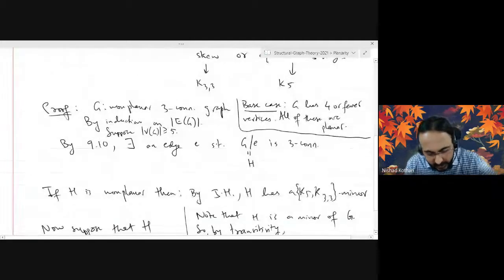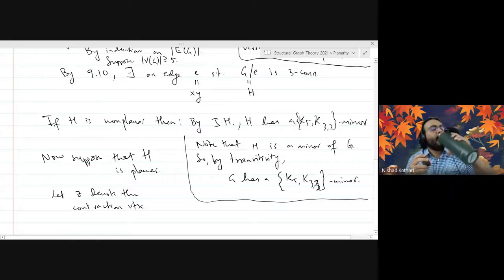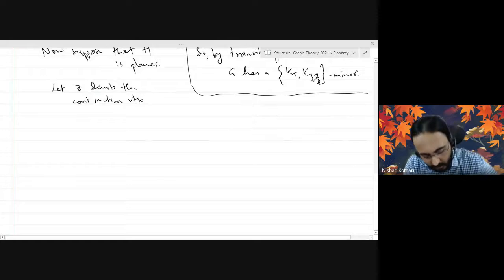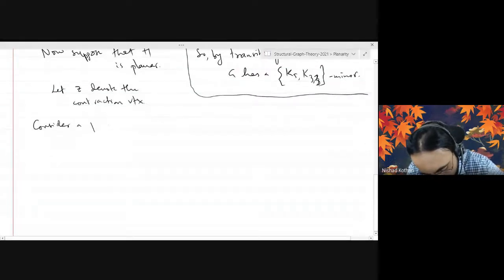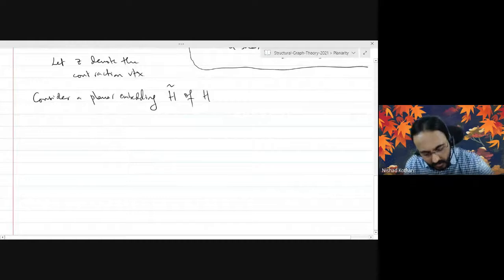Okay, and let's suppose that the edge E, its ends are X and Y. So you had a non-planar graph, you contracted one edge, and you got a planar graph. So what does this look like? Let's consider a planar embedding of H tilde.